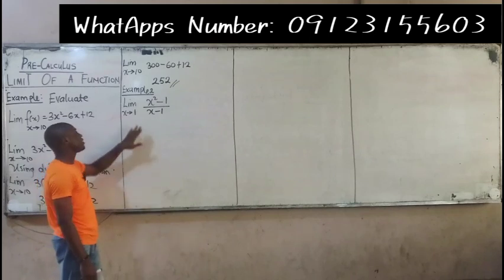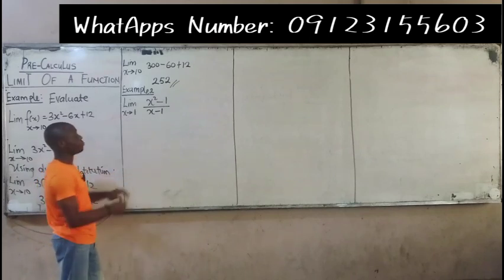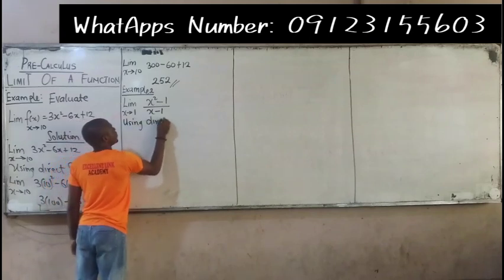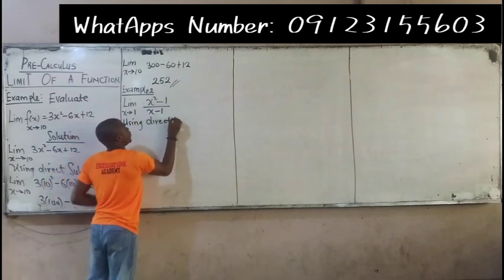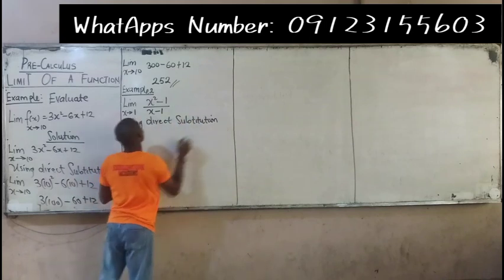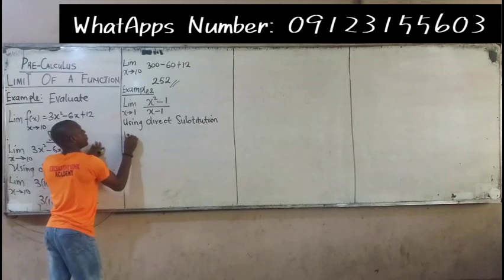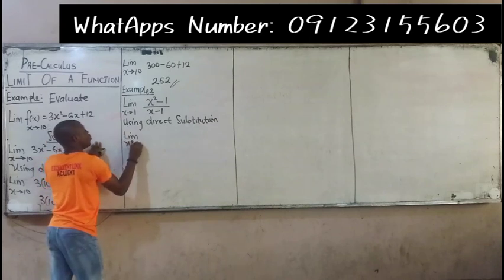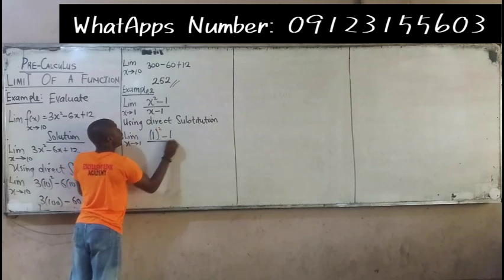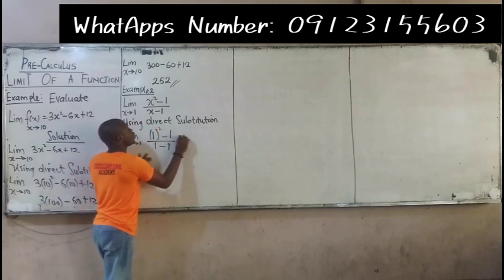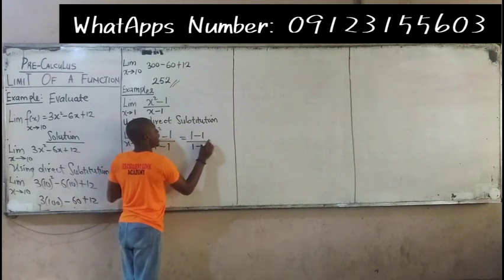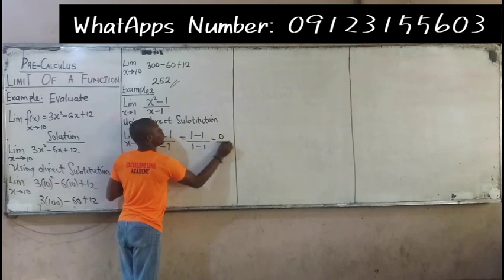Alright, let's do our direct substitution method here and let's see what we have. Using direct substitution, I'll have the limit as x tends to 1 to be 1 squared minus 1 all over 1 minus 1. 1 squared is also 1, so 1 minus 1 over 1 minus 1. I have 0 over 0.